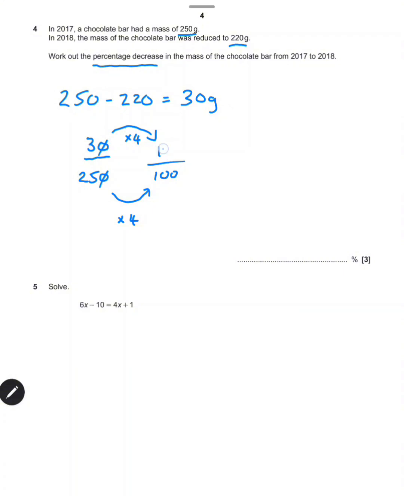3 times 4 is 12. 12 over 100 is 12%. So this is a 12% decrease.